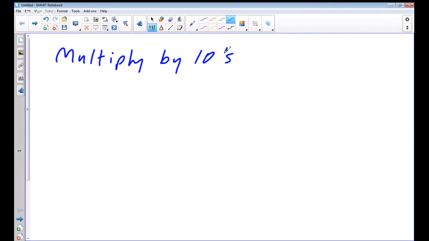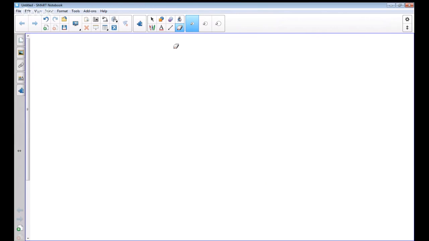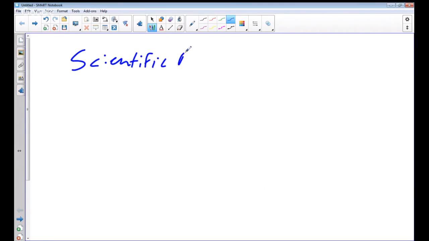Or, let's not do multiplying by tens. Let's do. Oh, it's not set up that way. You have to hit the eraser. No, you've got to hit the eraser. I got you. Yours is a little different. So can you still do that? It should be able to. You can click to get a bigger eraser up there. All right, here we go. So we're going to actually do scientific notation.